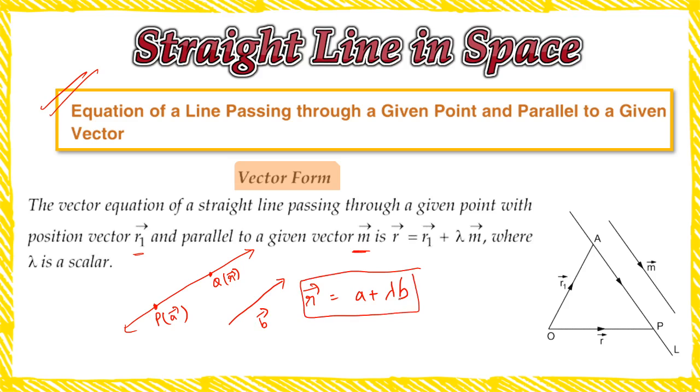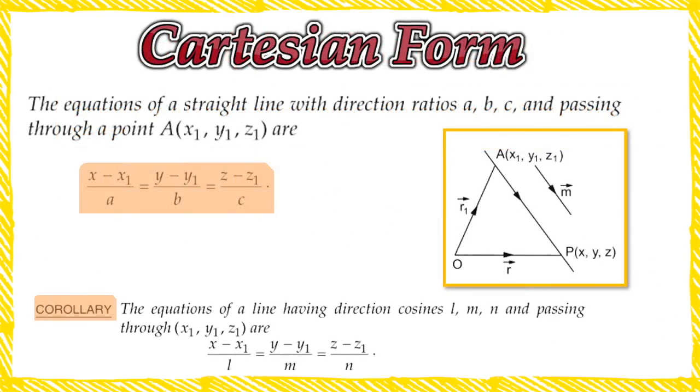Now if we have to talk about Cartesian form, what are we going to do? We are going to talk about x-axis, y-axis, z-axis. We will talk about coordinates now. And it will be x minus x1, y minus y1 and z minus z1 upon their DRs, a, b and c. DRs of the vector which is parallel to that line are a, b and c, and x1, y1, z1 are the coordinates of that point through which the line is passing.